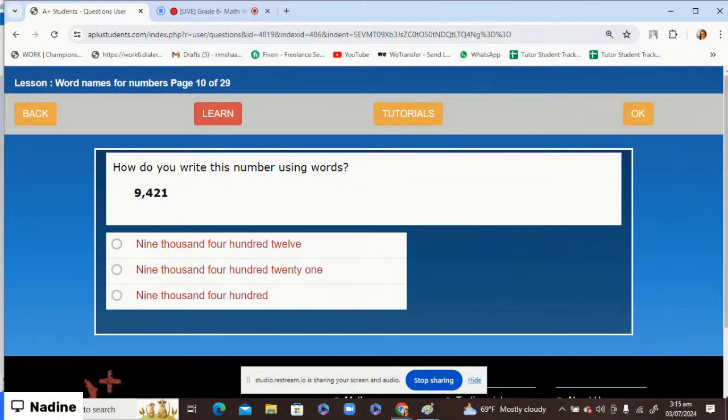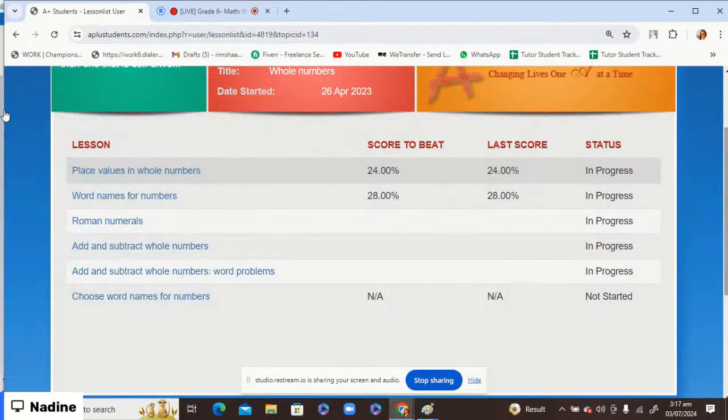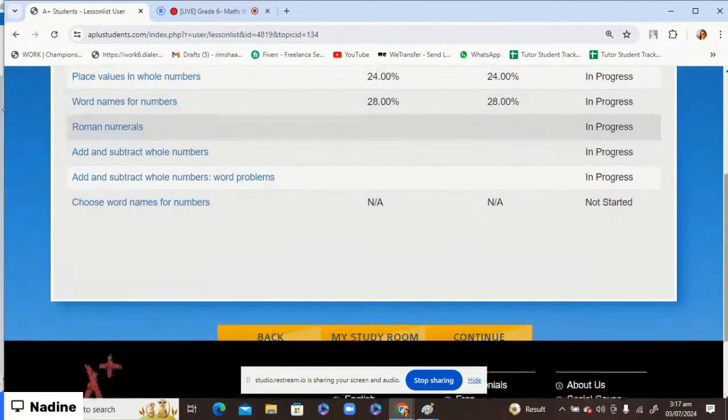Hope you guys understand this lesson. Now you can solve the rest of the questions by yourself. Let's do the third lesson, which is Roman numerals. So let's do with it. Okay.